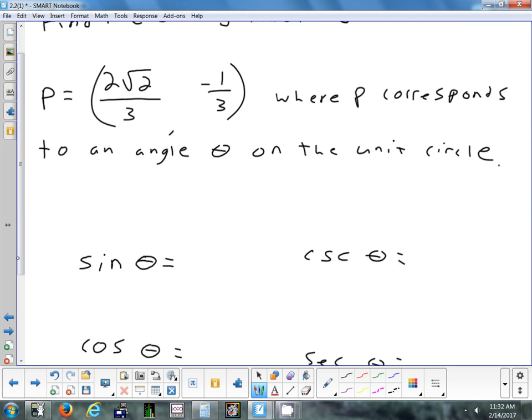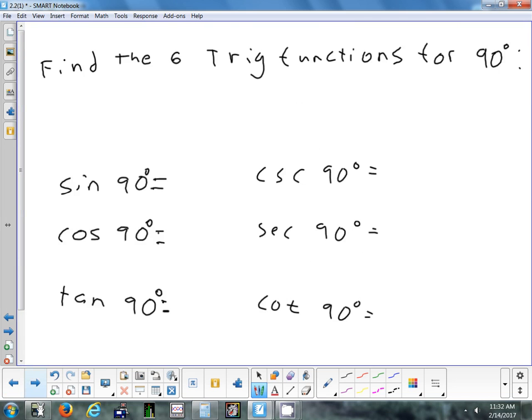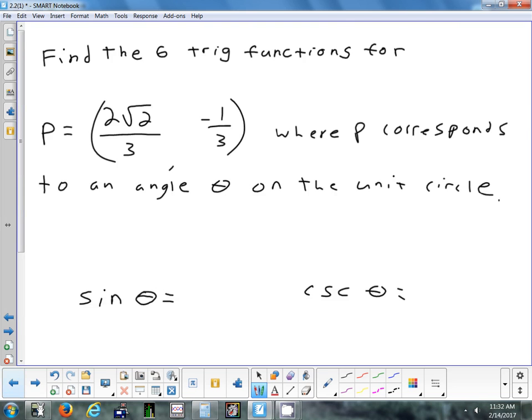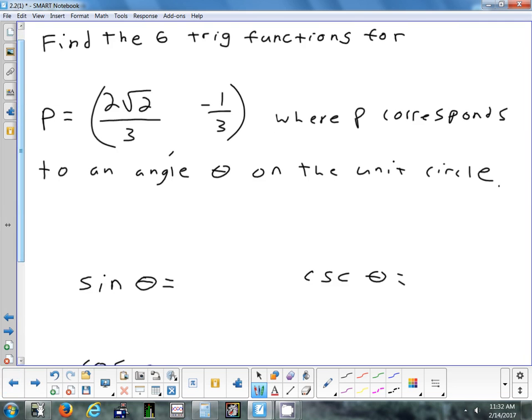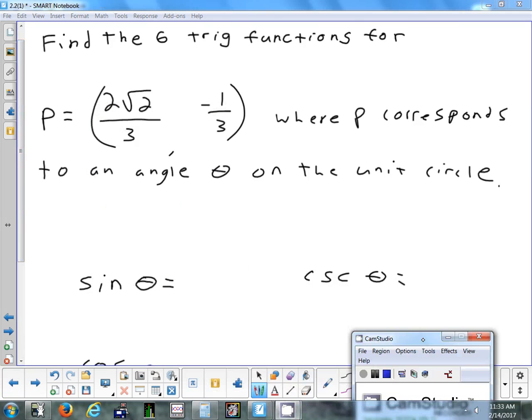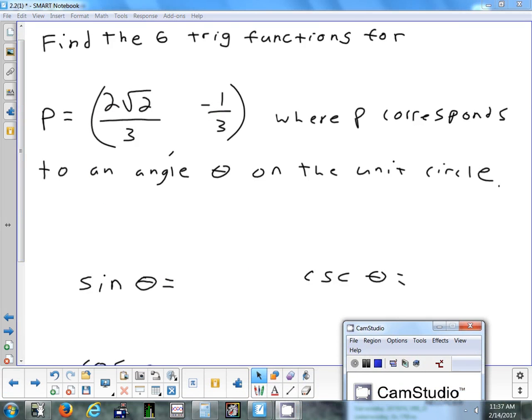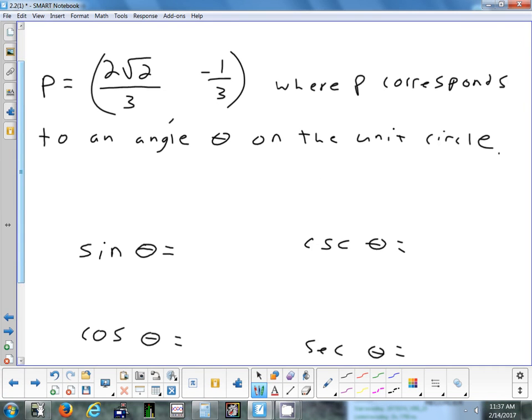Why don't you take a few minutes and try that one? Okay, so we'll do one more of this type, and then we'll switch gears and try one where they don't give you the coordinate first. See if you can find all 6 trig functions for that coordinate. The first 2 should be pretty quick because you just get them by looking at the coordinate. Just don't mix up which one is which.